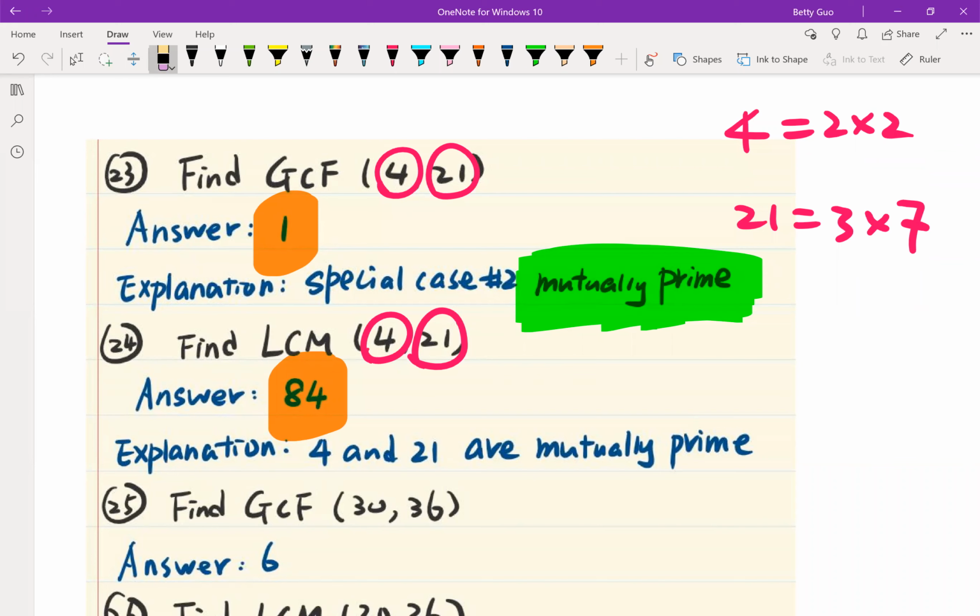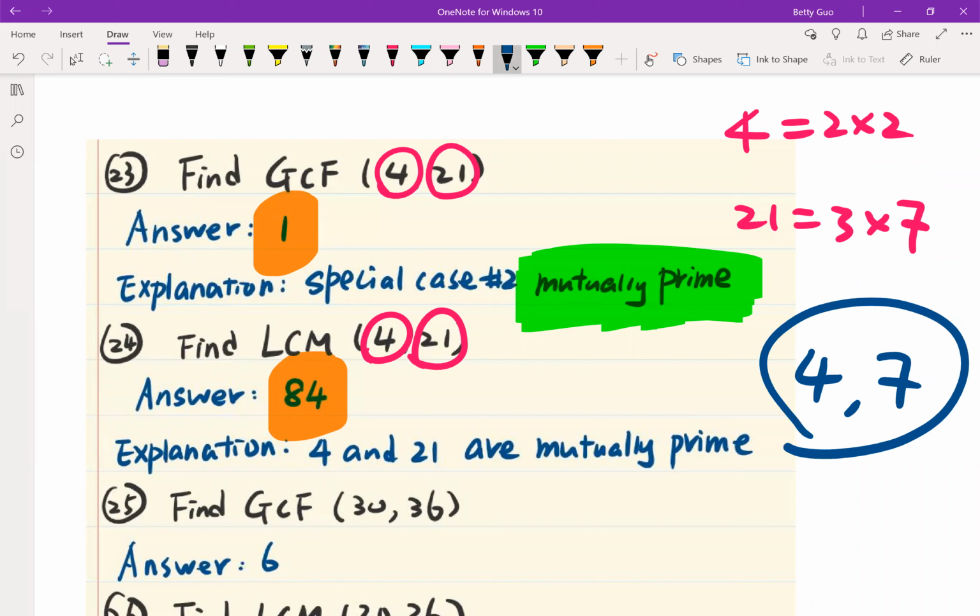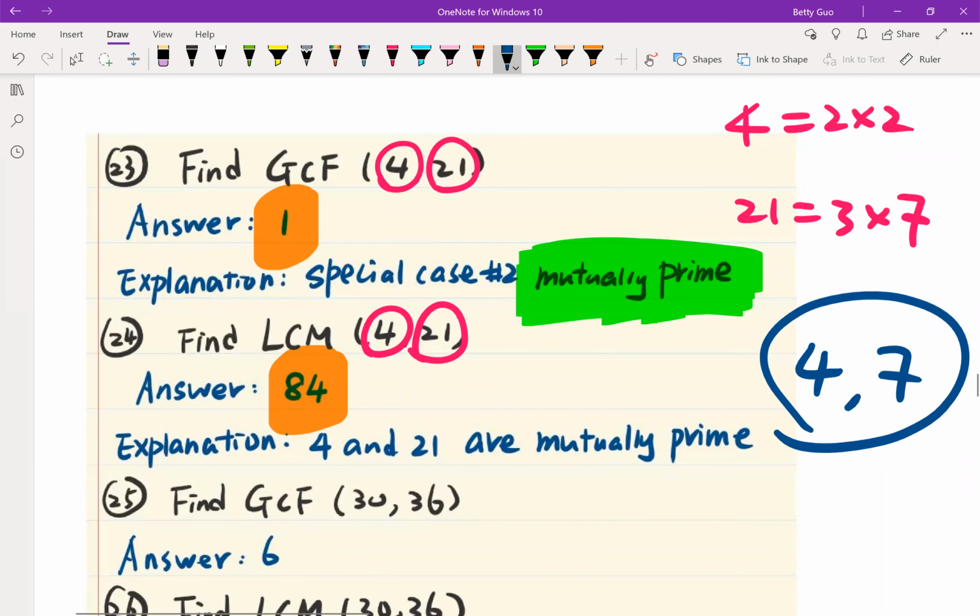In order to see if you really understand that, try 4 and 7. Tell me please, what's the GCF of 4 and 7? Perfect. They are mutually prime, right? What's the LCM of 4 and 7? Perfect, 28. Multiply them together, 4 times 7, 28. So another 2 points. Easy, all right?